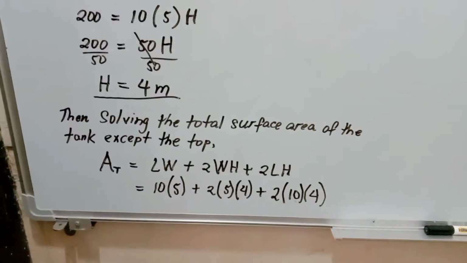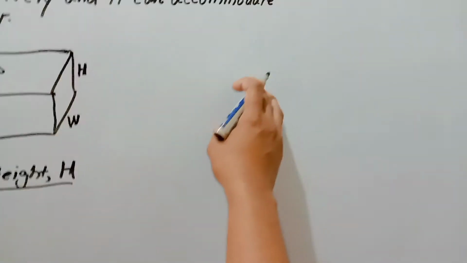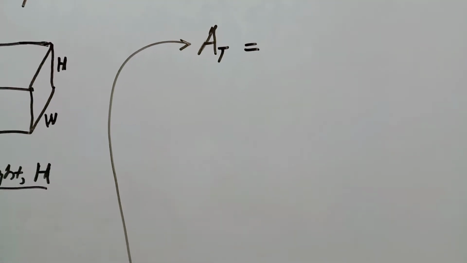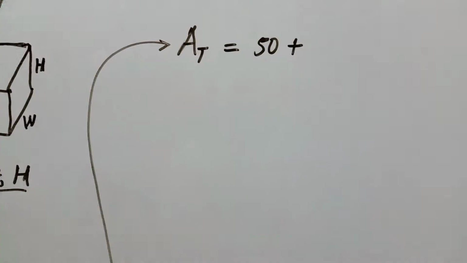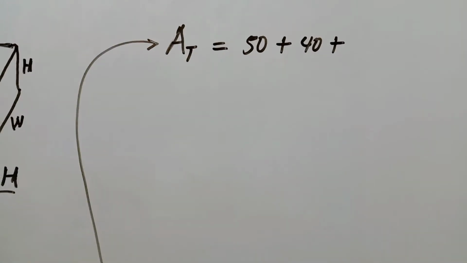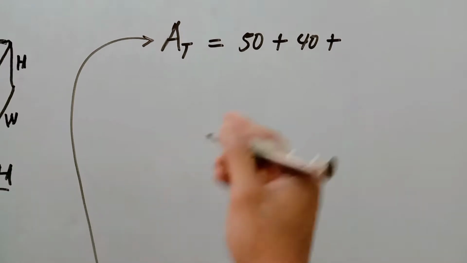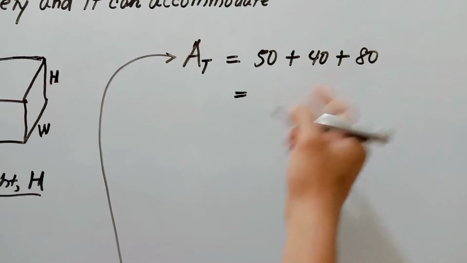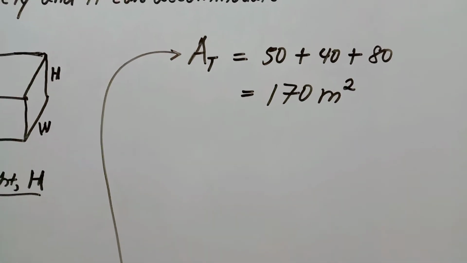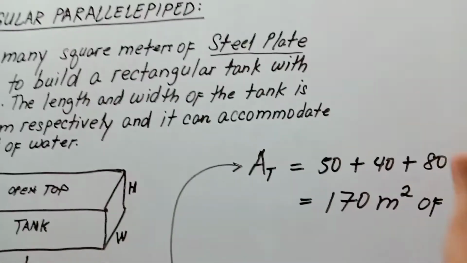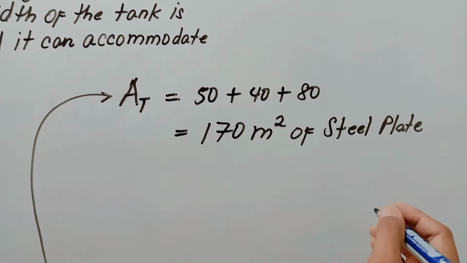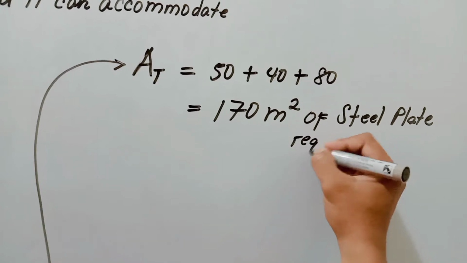Okay, guys, so to simplify further this expression, let me continue here. Total area is equal to 10 times 5 is 50, plus 2 times 5, 10 times 4, 40, plus 2 times 10, 20 times 4, 80. So the sum of all these three values is equal to 170 square meters of steel plate required to build a steel tank.